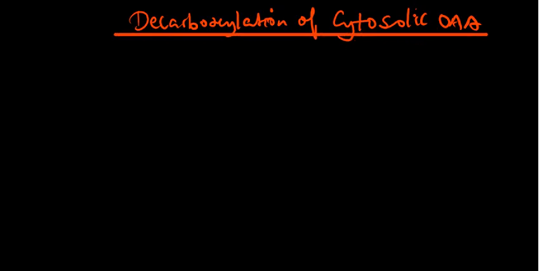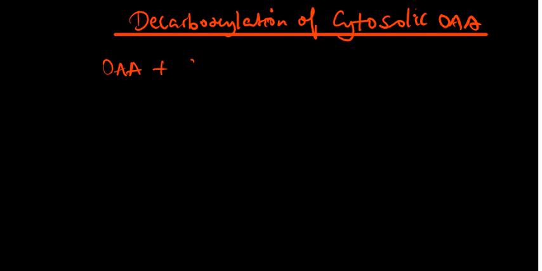Next thing that we're going to talk about is decarboxylation of cytosolic oxaloacetate, cytosolic OAA. It's a very important step. So remember that we had undergone an oxidation reaction, converting the malate to oxaloacetate. Now, once the oxaloacetate is in the cytosol, it has to be decarboxylated, meaning that the carbon dioxide that was added has to be removed.